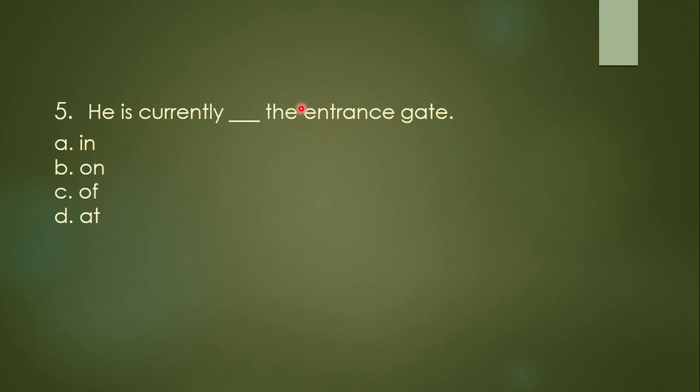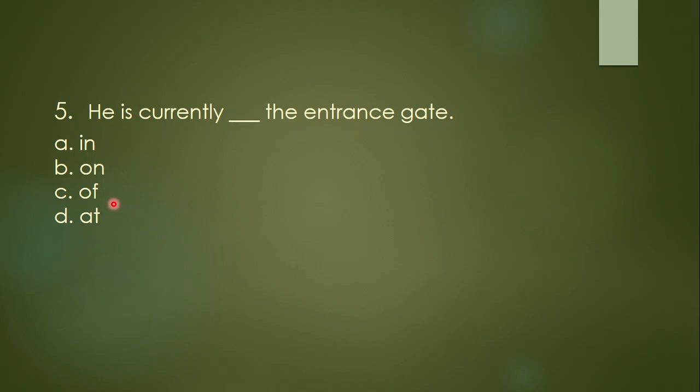Next one. He is currently dash the entrance gate. He is currently means now, at present. He is a pronoun. The entrance gate is a noun. Connect he with the entrance gate. Look at the position, the place. So this is a preposition of place. How do we connect he and the entrance gate? You have to imagine the gate. You have to imagine him. So where is he now?